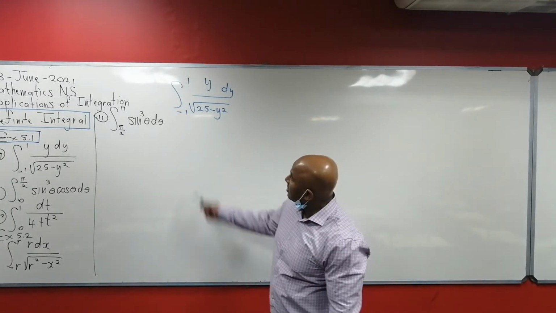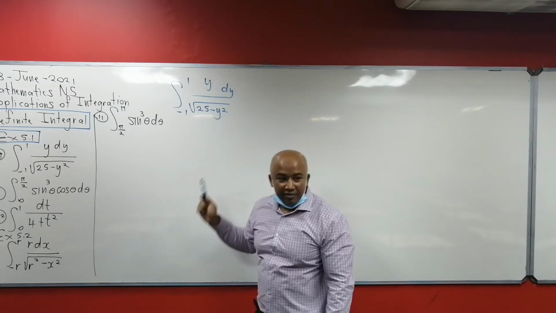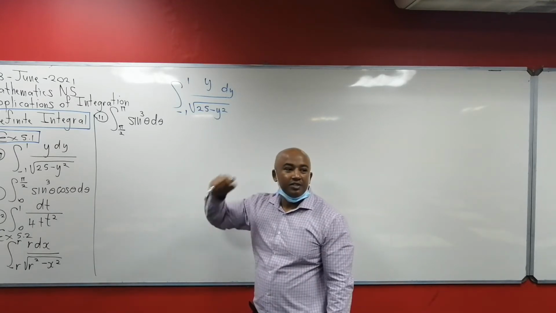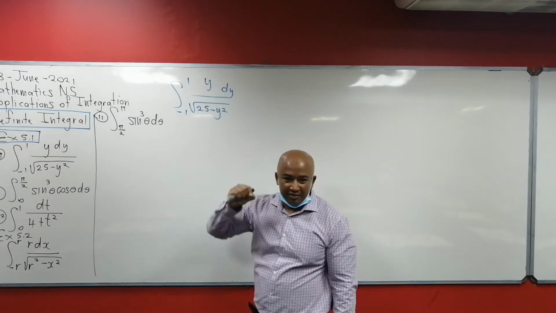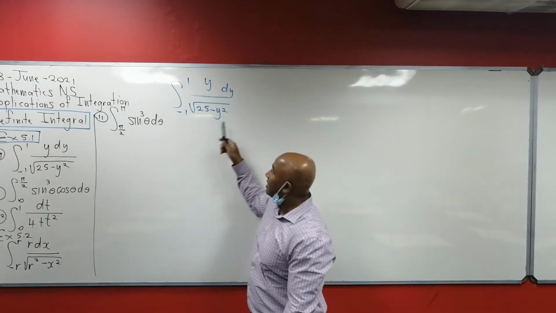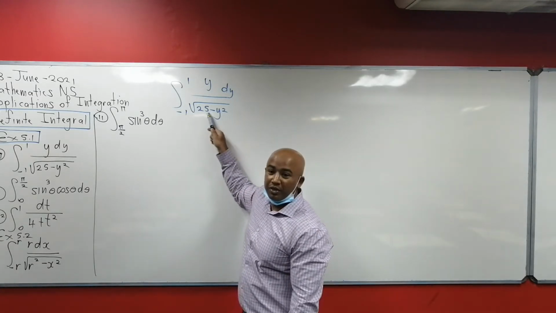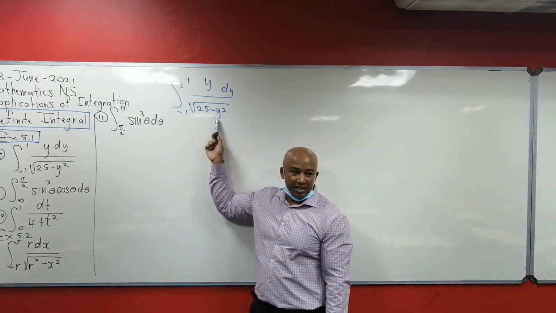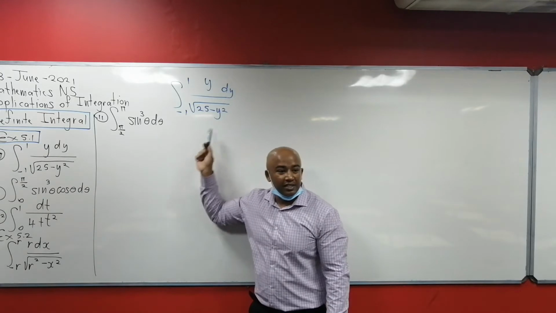Right, so here, this is a fraction, but the numerator is not an exact derivative of the denominator. How do you know that? The denominator is the square root of 25 minus y squared. Do not only read what's inside there, you read the entire denominator.